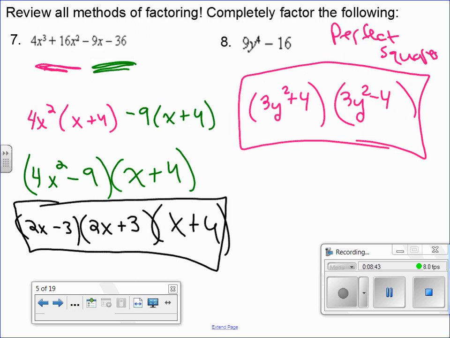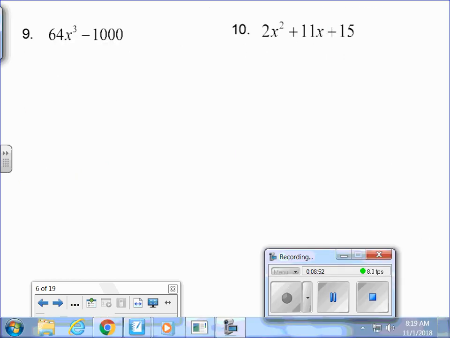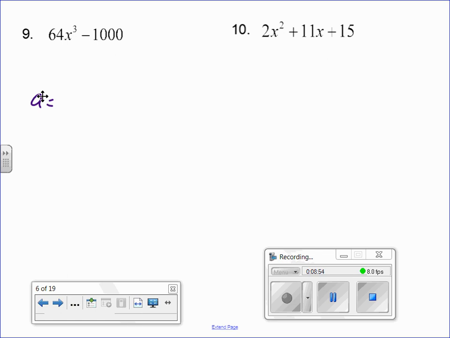Number 9 is going to be a perfect cube technique because the 64 and the 1000 are both on my perfect cube list. Okay. Pause away. All right, hey people in the video. So most groups chose to just get their A and B value from the 64 and the 1000. So that would give you 4x for A and 10 for B. Now I did have one group pull out a common monomial of 8 and then find their A and B. Their A was 2x and their B was 5. That answer would be acceptable as well.